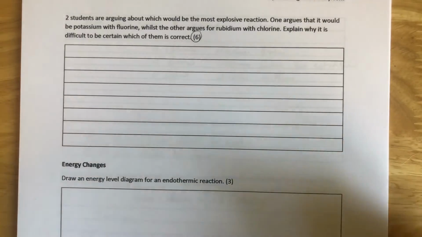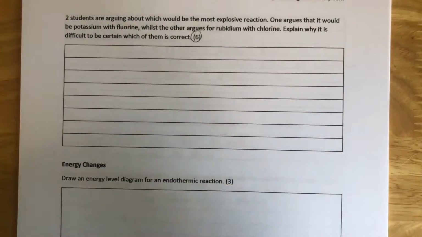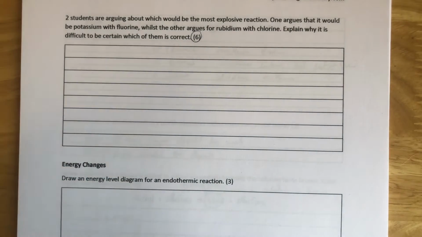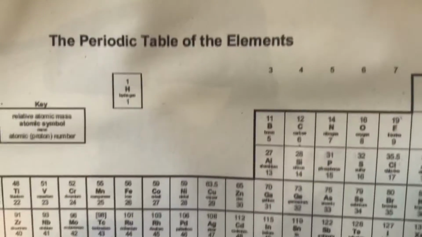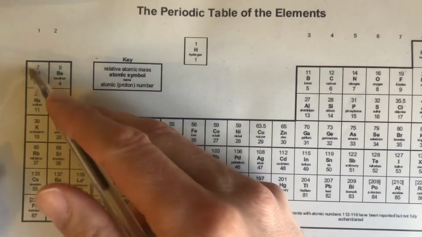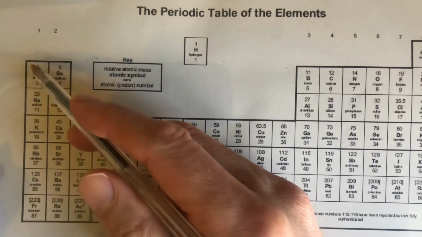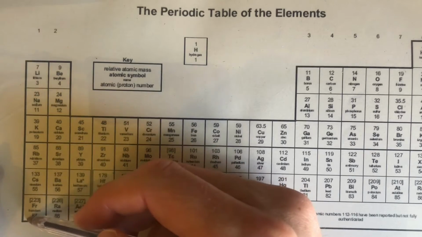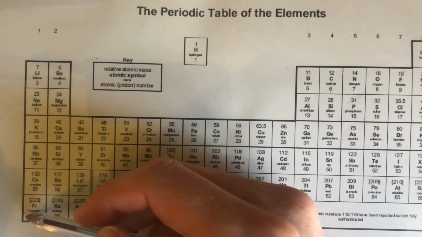What you need to ask yourself is what science underpins this? And whatever the science is that underpins it, you've got to write that down. Okay, so let's just remind ourselves of which groups of the periodic table these two are in. Potassium, rubidium, group 1 of the periodic table. As we go down this group, they get more reactive, and we can say why.